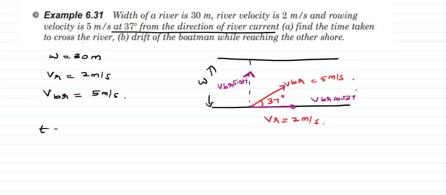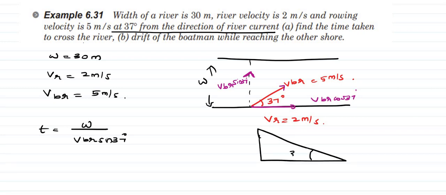So, time is given by what? Time I need it. Width by, this is nothing but what? VBR sin 37. All of you know that 37 means what is the value? 37 degrees. Sin 37 is given by what? It is given by 3 by 5, right? This triangle you should remember. 37 means 3, 4, 5. Okay. So, this is the triangle.